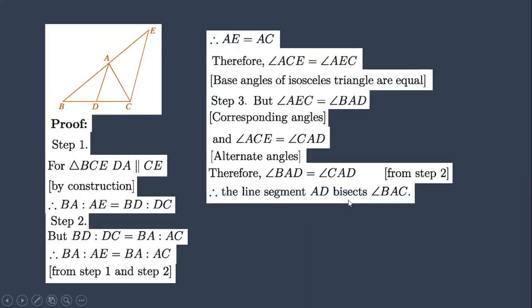The line segment AD bisects angle BAC, because BAD is equal to CAD. So the line segment bisects this angle A. Hence proved theorem.